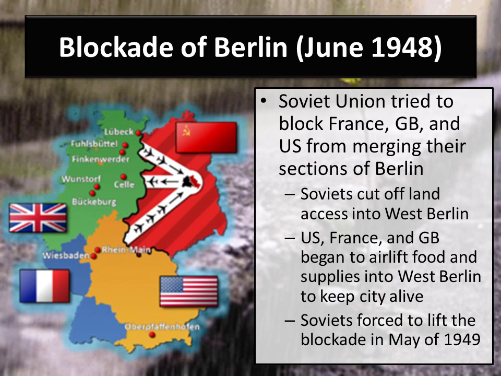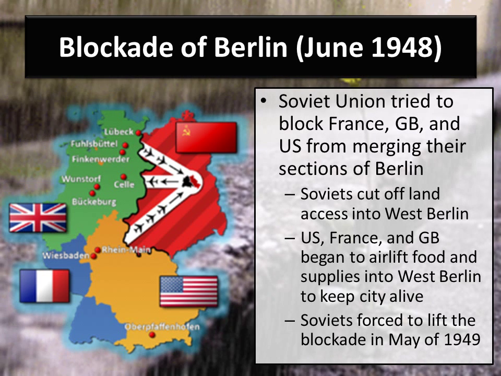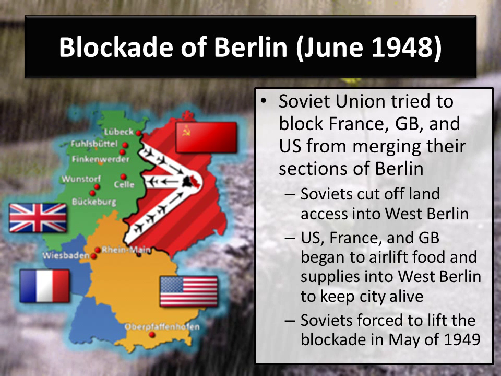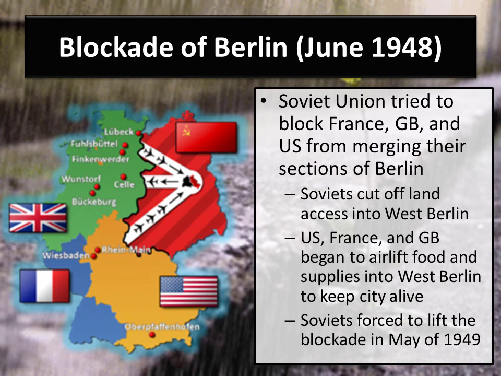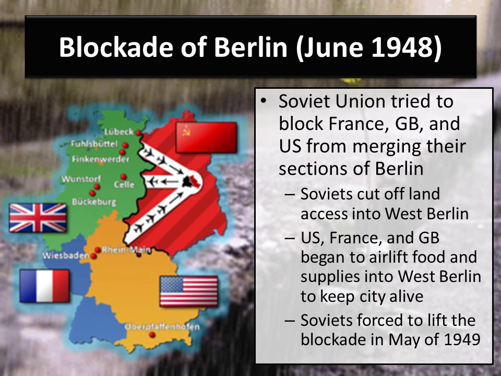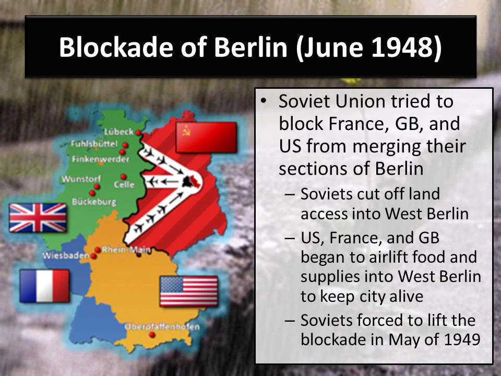In response, the US, the French, and the British began to airlift, meaning drop in using airplanes. They began to airlift food and supplies into West Berlin to keep the city alive. They kept this up for over a year, sometimes dropping as much as 13,000 tons of supply into the city of West Berlin per day.